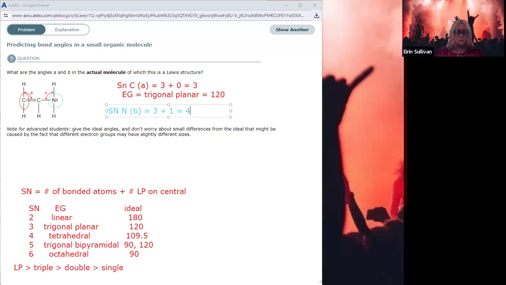So that is a steric number of 4. So that means my electron group geometry is tetrahedral. Remember, lone pairs need a place to live too. So my ideal bond angle is 109.5 degrees.